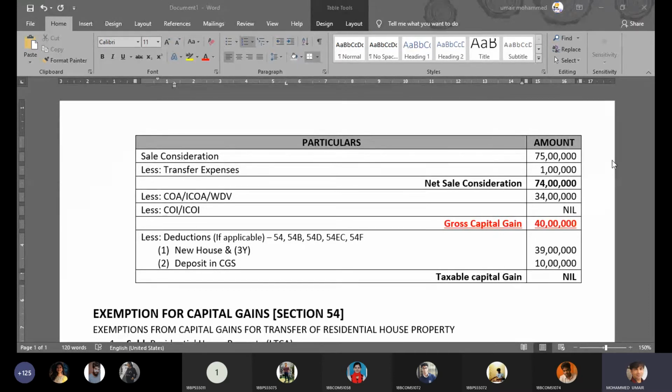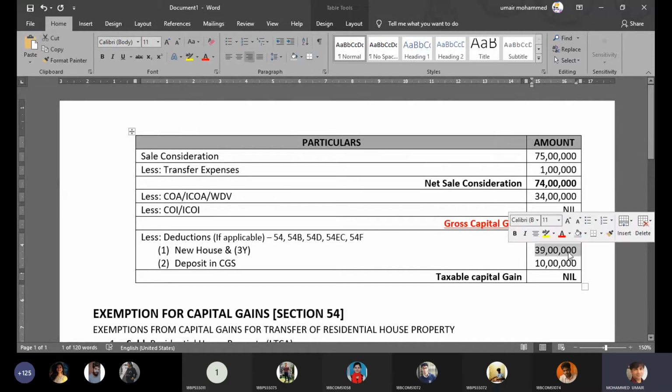But what if I sell this within 3 years? Then the answer is, whatever claim I have made in the form of deduction will become taxable. So this 39 lakhs, which I have claimed as deduction, will become taxable in the year of sale. Simple, right? So these are all the possible outcomes of section 54.